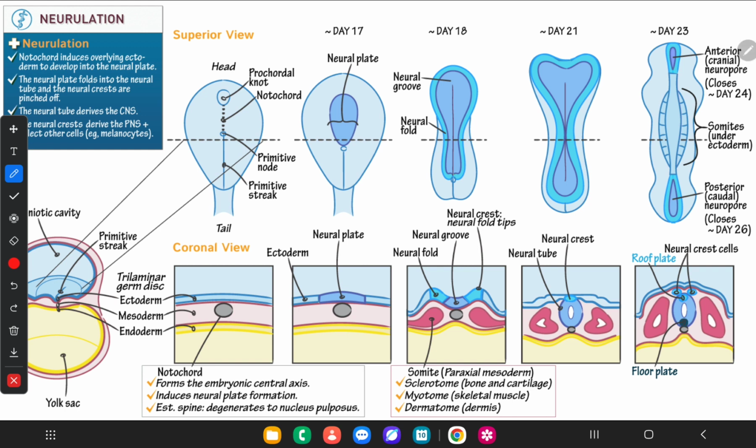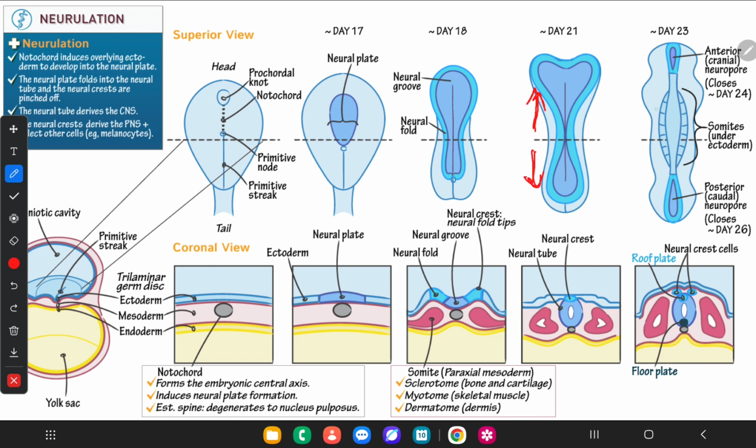Initially, you can see this fusion begins in the cervical region. Here, this fusion begins in the cervical region and it reaches cranially and caudally gradually. As a result of fusion in the cranial direction and caudal direction, it forms the neural tube. Until fusion is complete, cephalic and caudal ends of the neural tube communicate with the amniotic cavity by way of the anterior or cranial and posterior or caudal neuropores. These are the neuropores. Here, these are gradually fusing in the cranial direction and caudal direction.